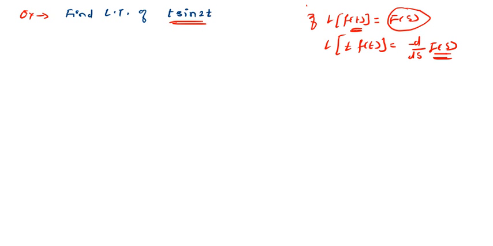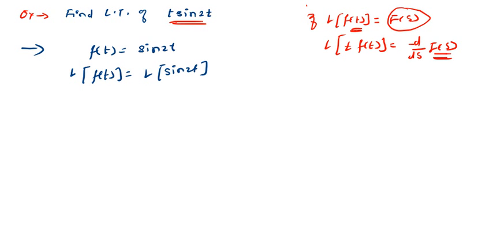So firstly you will have to identify what is f of t. So what is f of t in this case? f of t is sin 2t. So taking L on both sides, this will be L of f of t, so this will be L of sin 2t. We need this F of s, and F of s is nothing but L of f of t, and L of sin 2t is nothing but 2 upon s square plus 4. So once you get this F of s, now you can insert what? t here.